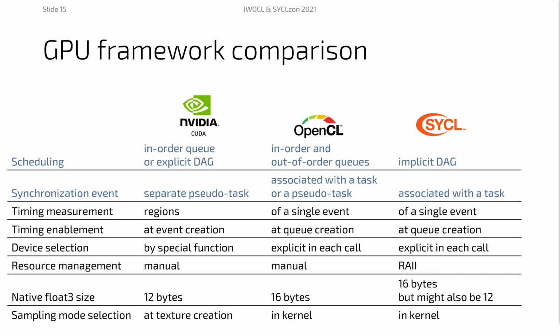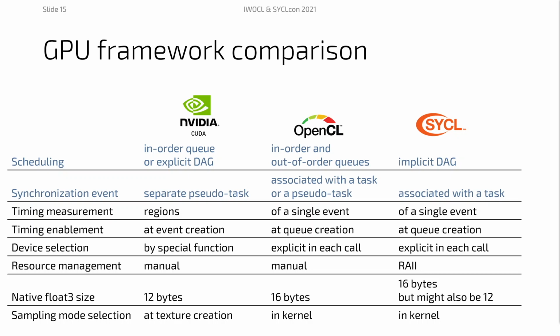If we look at some of the ideas embedded in each GPU framework, there are major differences. Luckily, SYCL inherited a lot from OpenCL, and we already have OpenCL in GROMACS. So, for example, our timing code could work with both regions, as offered by CUDA, and single events, as offered by SYCL and OpenCL. Same for the device selection code. Automatic resource management in SYCL is a welcome change, which only simplifies things. The native float3 type being either padded or unpadded is an issue we sidestep by using our custom fixed-size type as much as possible.